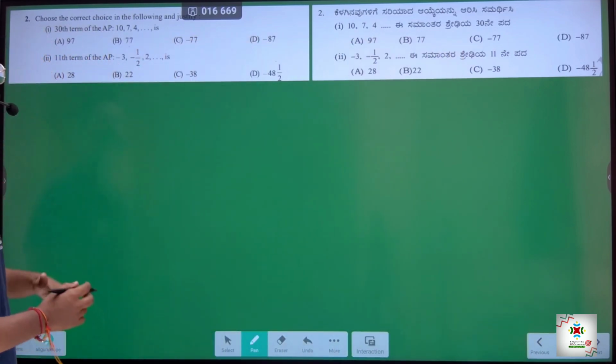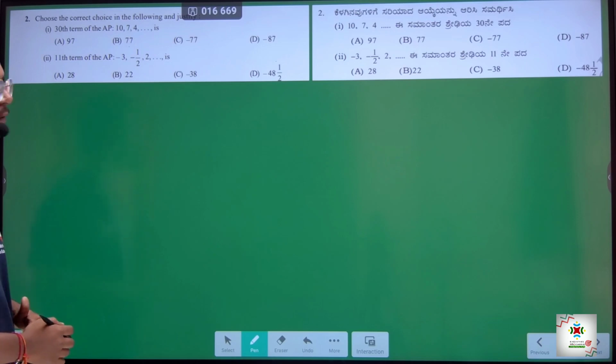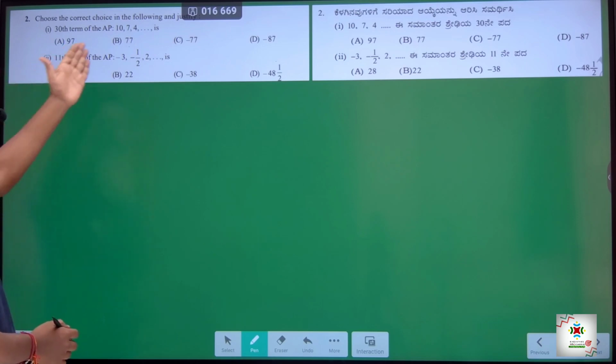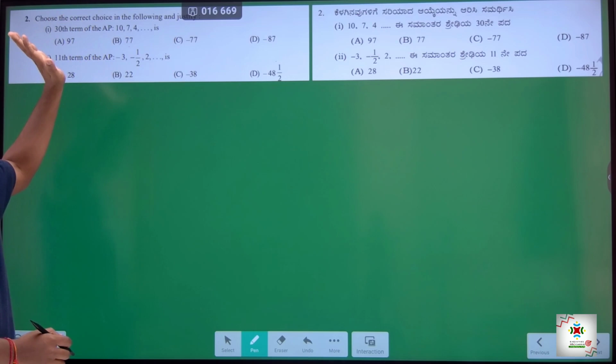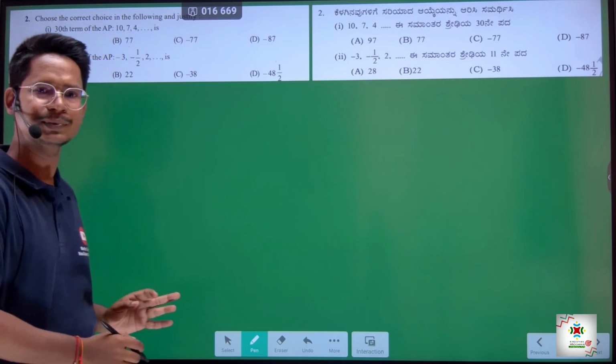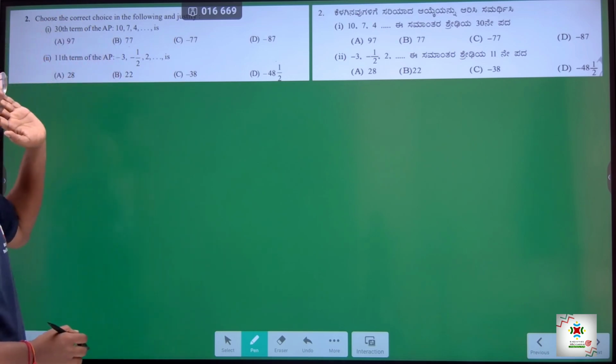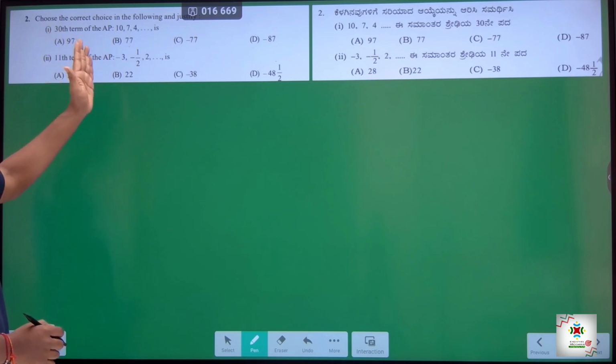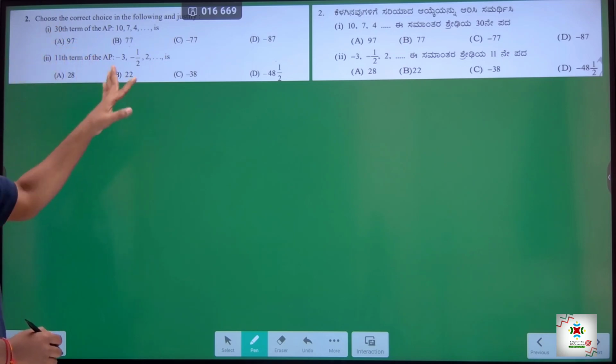Yes, choose the correct choice in the following and justify. Here they have already given an AP, so there is no need to check whether it forms an AP or not. You just identify the terms, what is given and what you need to find.